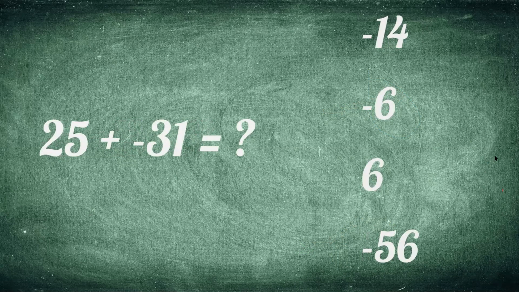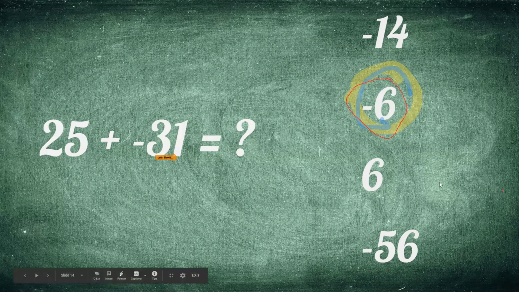25 plus -31. All right, David. Ooh, okay, Lalo, -6. Okay, and Jose Antonio, -6. Any other guesses? Ms. Huron? No? Okay, -6, -6. Okay, yes, -6.